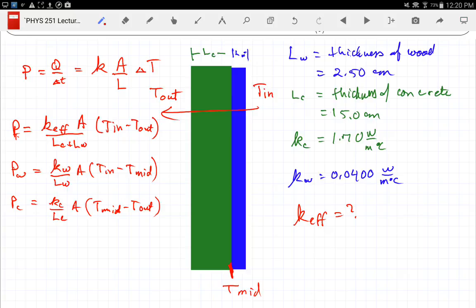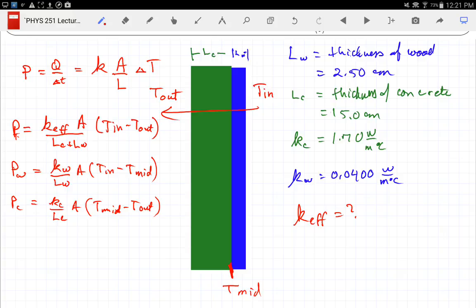And how many unknowns do I have? Well, T in, T out, K effective, oh, and T mid. Well, that's way too many unknowns, right, for three equations. But it will turn out that the T in and T out shouldn't matter, right? The K effective shouldn't depend on what the temperature inside is compared to the temperature outside. It should only depend on the materials and how thick they are. So I'm not going to count T in and T out as unknowns because it shouldn't matter on that.